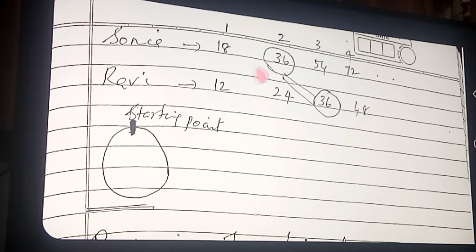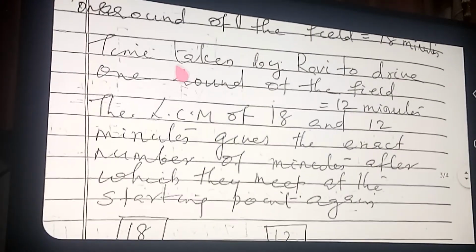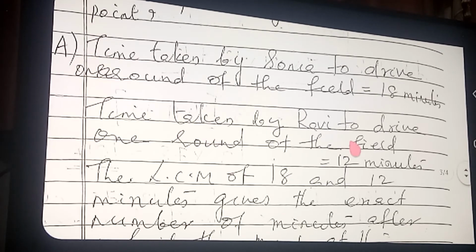Actually, what is this one? These are multiples: 18, 36, 54, 72, multiples only. And what is this one? 12, 24, 36, 48, multiples only. So what is this? It is the least common multiple. Okay. Now go to the previous page. You see, I have written all the points here. Now you have understood the sum.